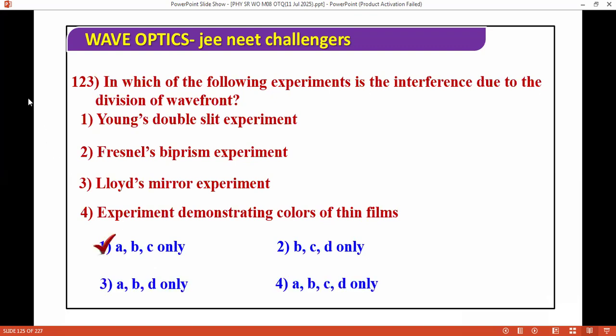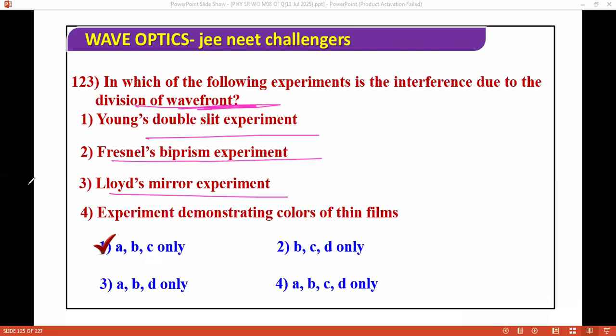So in Young's double slit experiment, Fresnel's biprism experiment, and Lloyd's mirror experiment, we use division of wavefront. Division of wavefront. So next question, we are moving ahead.